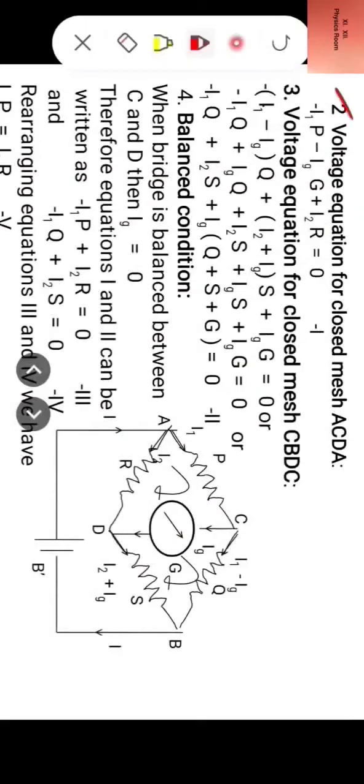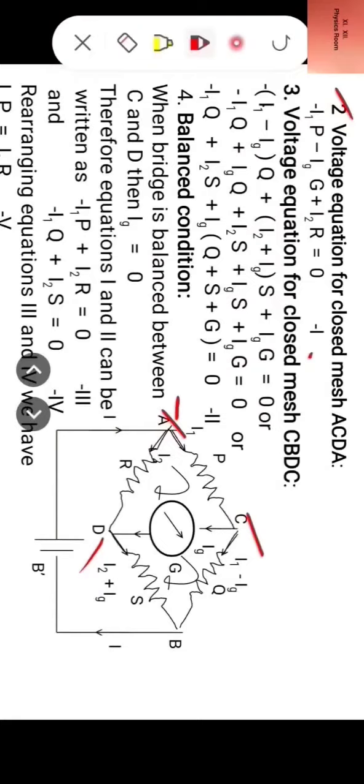2. Voltage equation for closed mesh A, C, D and A. Let us write using sign conventions. Minus I1P minus IGG plus I2R equal to 0. Let us mark it as equation 1.